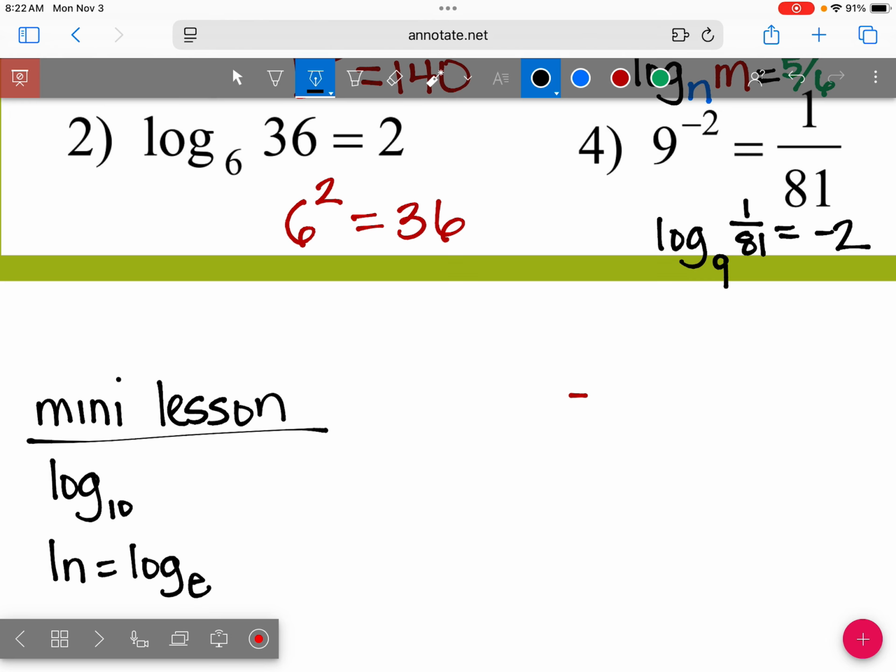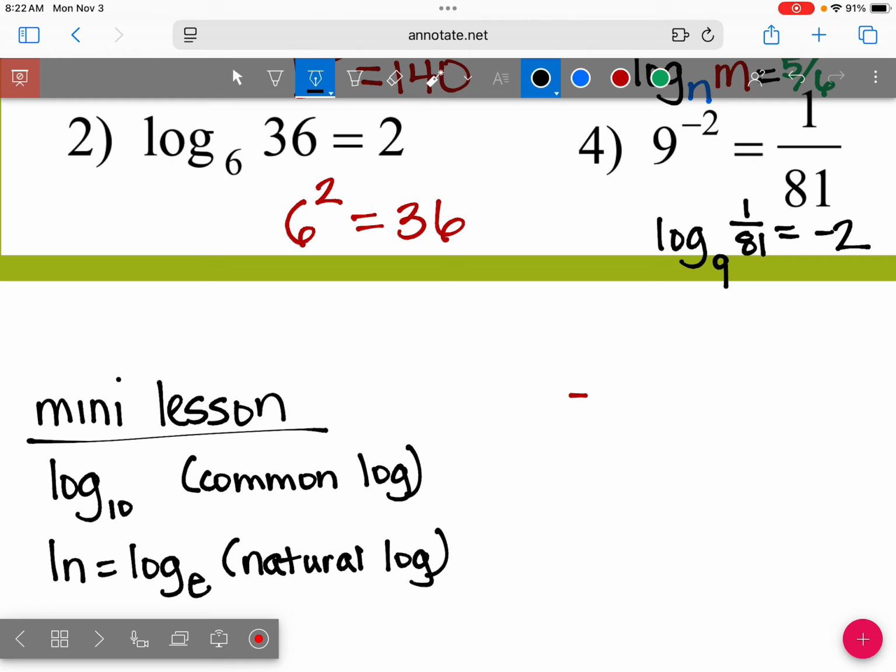Have you all heard of E? E is a constant used in math, kind of like pi. Pi is 3.14. Well, E is like 2.72. It's used a lot in science, okay? So if you have a log with a base E, because it's used so much, we just call that a natural log. So that's what this is. This is a natural log that's used a lot in science. This first one is a common log.